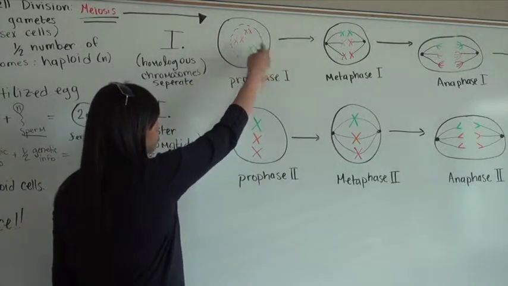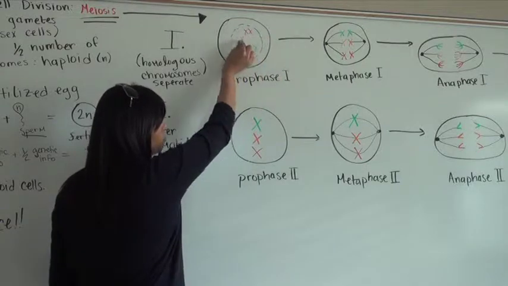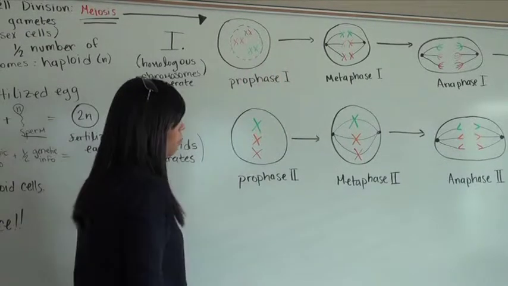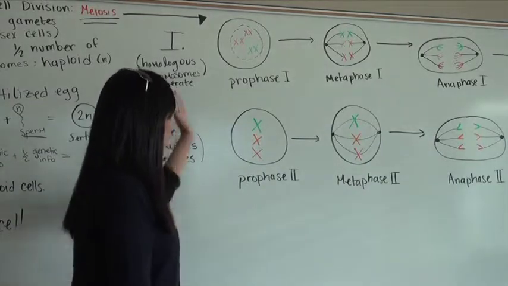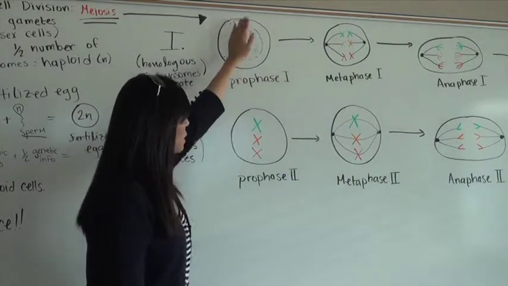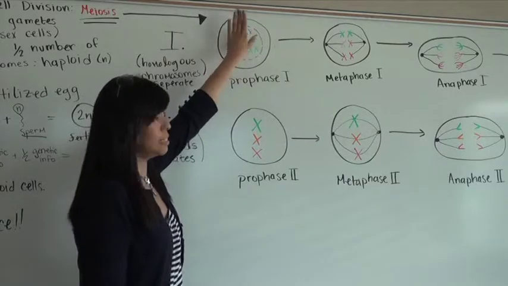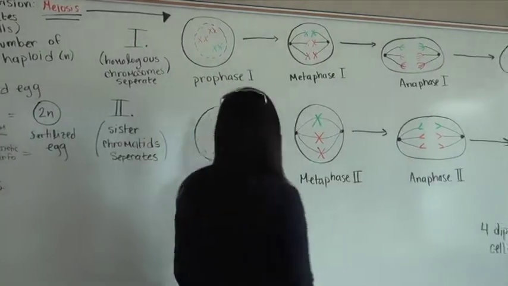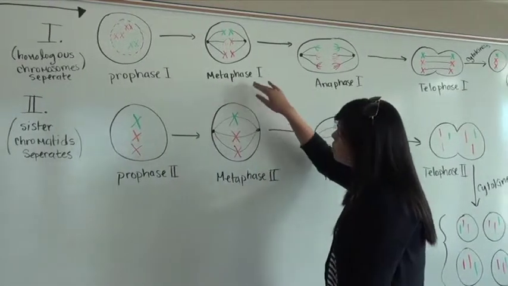So this is prophase 1. They coil up and they pair up with each other: green with green, orange with orange, and red with red. After that, we can see that the nucleus is disintegrating as well, getting ready for that division. Then it goes into metaphase 1.